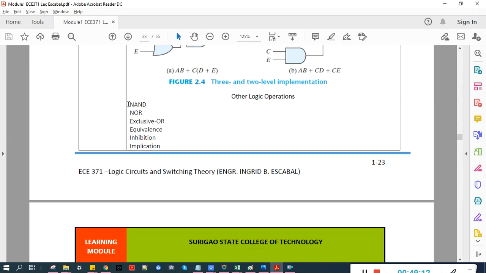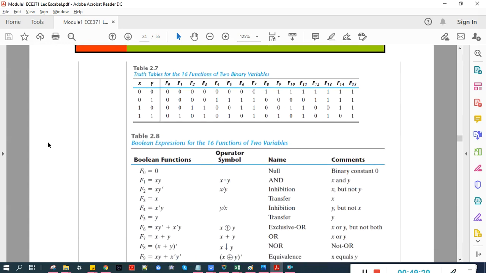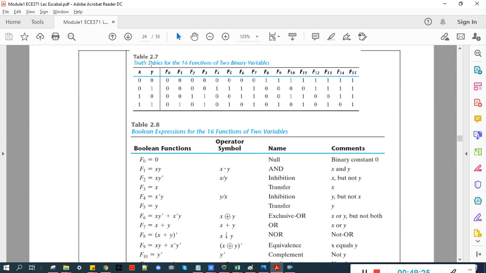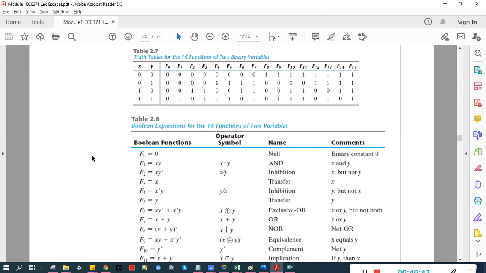Let's go to the other logic operations. We have NAND, NOR, exclusive OR, equivalence, inhibition, implications. Let's see truth tables for the 16 functions of two binary variables. That's table 2.7, and table 2.8 has the Boolean expressions for the 16 functions of two variables. So table 2.8 and 2.7 all go together.